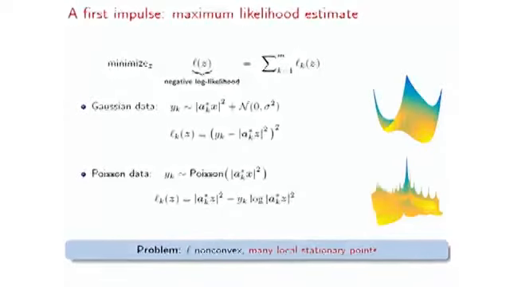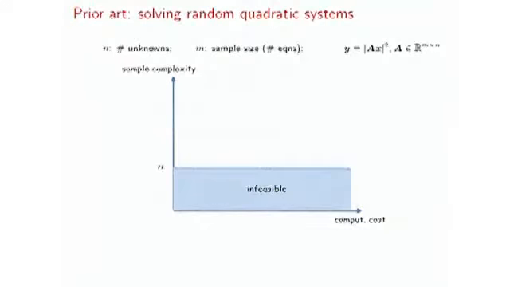In order to address this issue, a lot of prior work has been proposed, in particular in the presence of random quadratic systems. When I say random quadratic systems, I mean the sampling matrix capital A is random. Let me summarize the prior art for you, and to start with, let me start with the sample complexity.